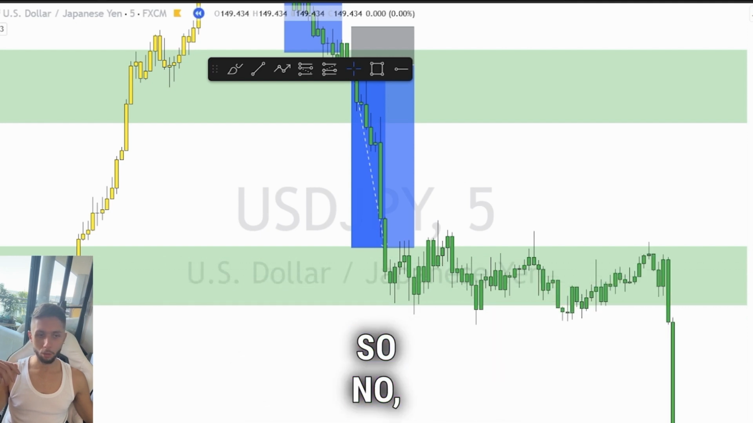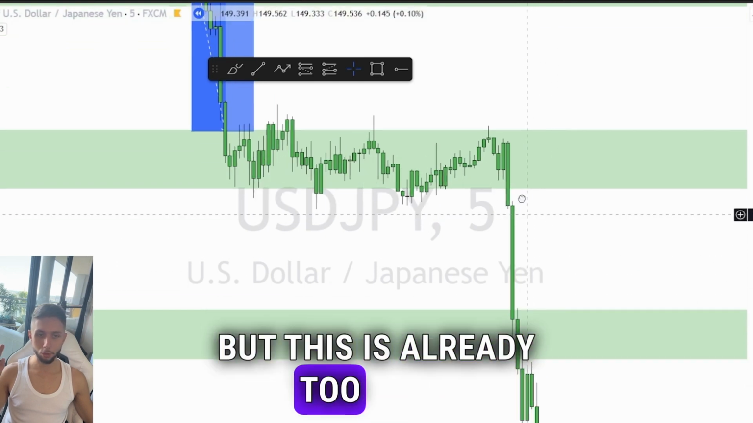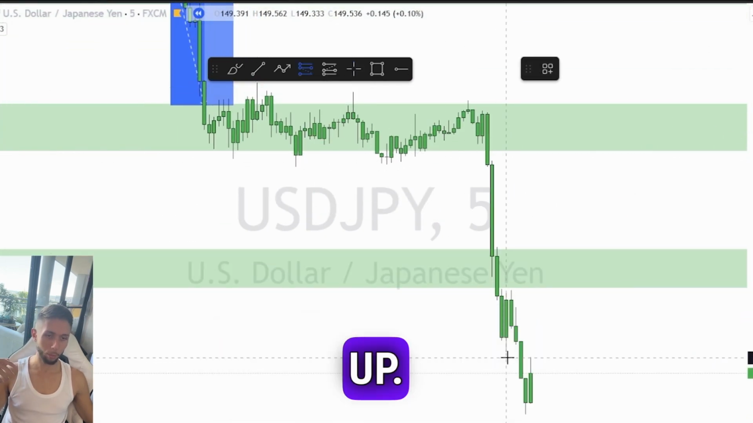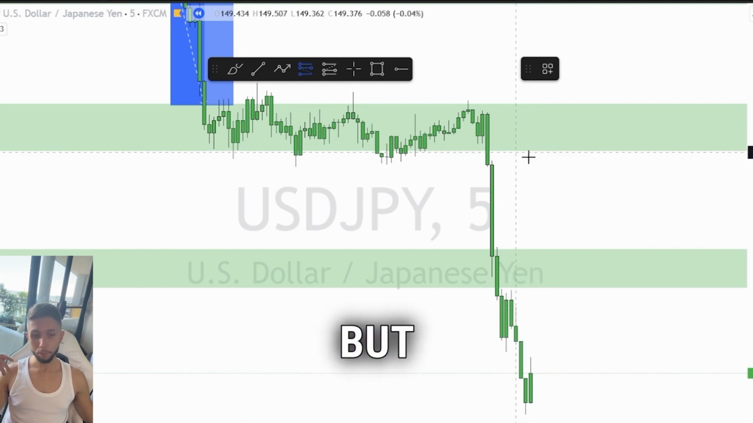So no, it doesn't make much sense for us to stay in. Obviously drop down, but this is already too late. To be completely honest, the pattern showed up. Yes, the pattern showed up. Would we take this trade? We would not take this trade. But the pattern showed up.